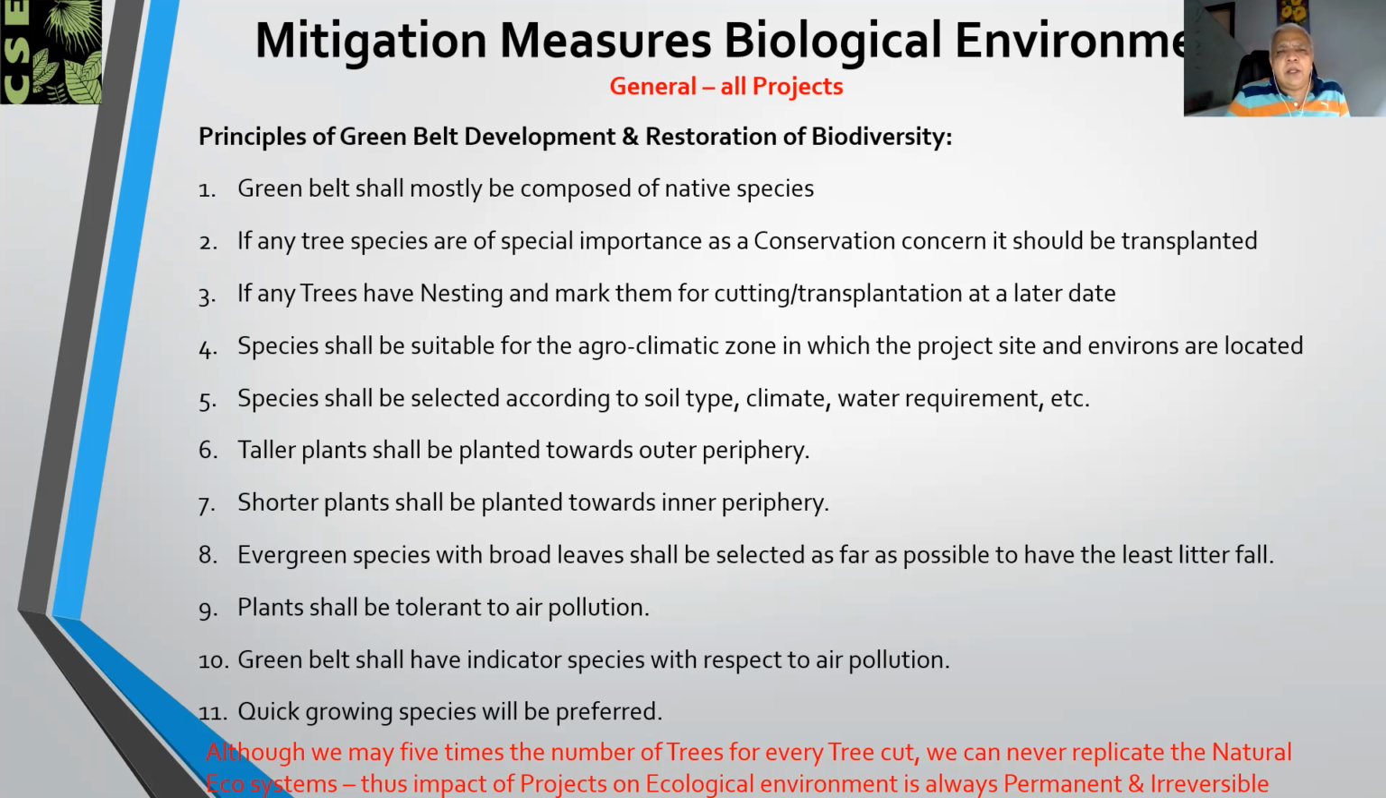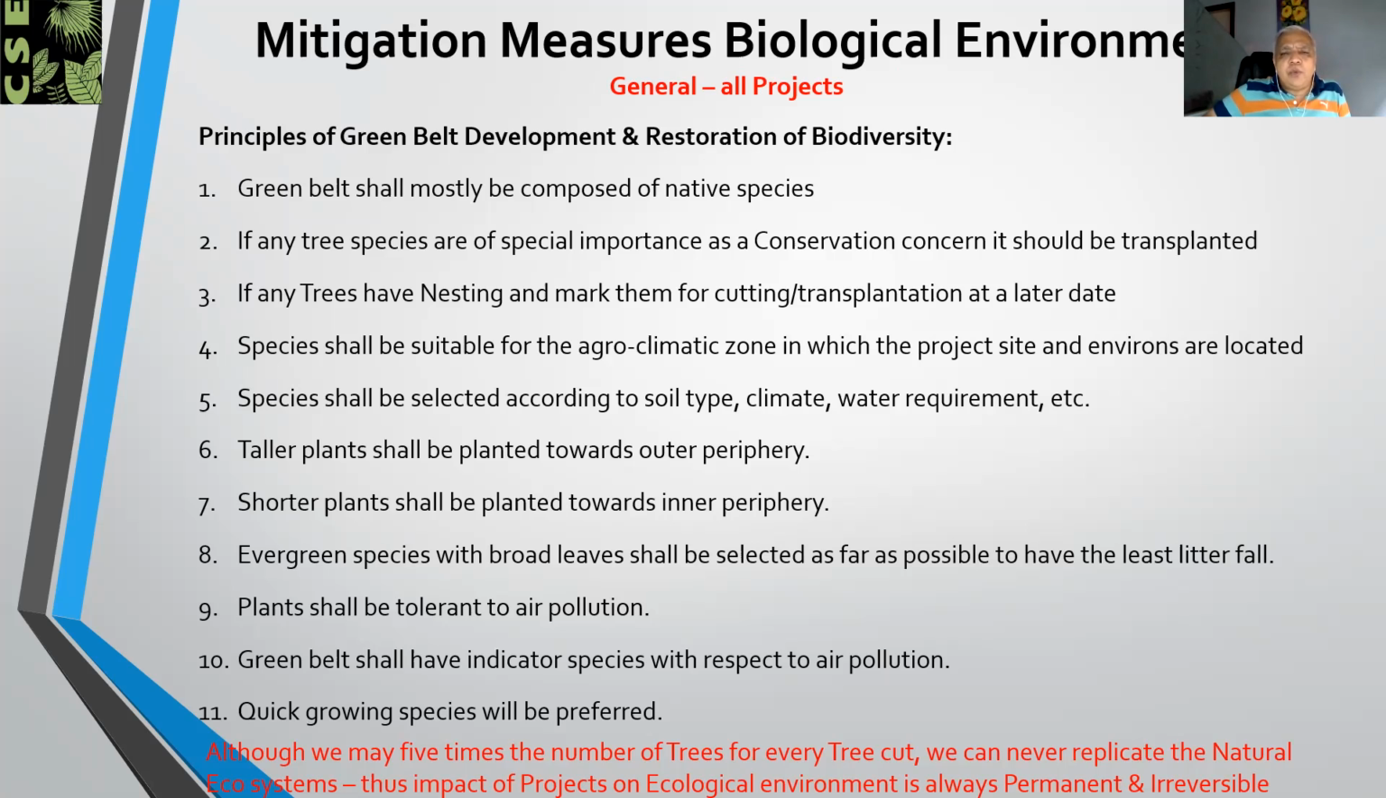So again, when you are doing an area development project, the ecologist needs to study what are the species which are seen and identify how many plants and trees are there, and how many of those are of special conservation concern. Similarly, if any trees have nesting on them, then they should be marked for cutting or transplantation at a later stage. Then the species selection depends upon the agroclimatic zone and soil type or the climate, and depends on the water availability in that area also.